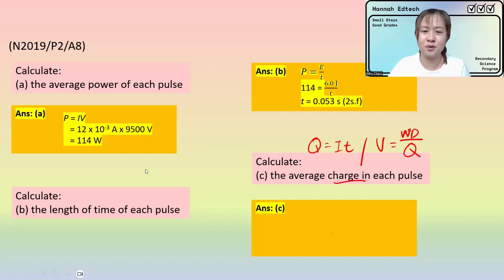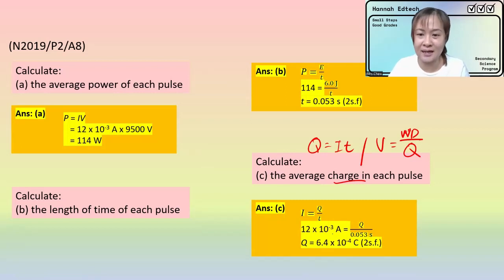All right, so you have quite a lot of information given. And the one most obvious is the time, and you have the current also given in the question. So you just solve it using Q = It. And there you have it, 6.4 times 10 to the power of minus 4 coulombs.